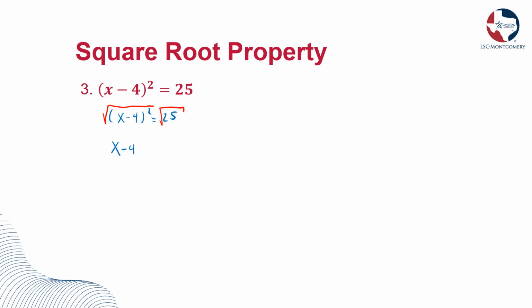Now on the right side, 25 is a perfect square. So the square root of 25 is 5, but it won't be just 5, it would be plus or minus 5. And again, the way to think about that is 5 times 5 gets you 25, but also negative 5 times negative 5. So now we have x minus 4 equals plus or minus 5. So we can actually think about this as two different equations. We have x minus 4 equals positive 5, and also x minus 4 equals negative 5.